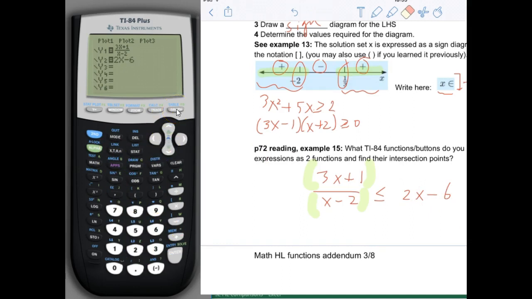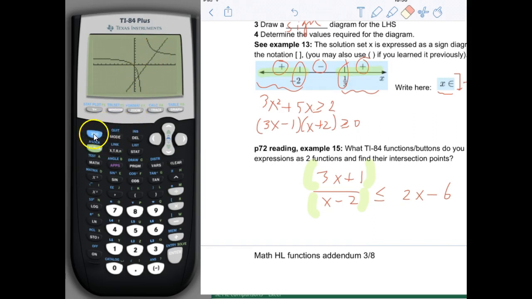Now that I have the left side and the right side, y1 and y2 as two separate functions, I'm going to graph them, and I'm going to see when they intersect. So that is one of them. From our experience with rational functions, we know that it's the left side, and the right side is the straight line here. So when do they intersect each other, which would be the critical points?